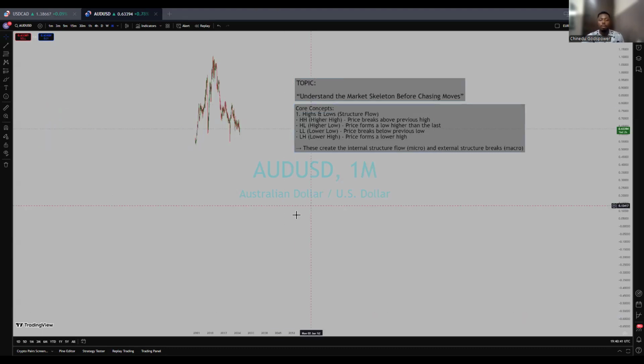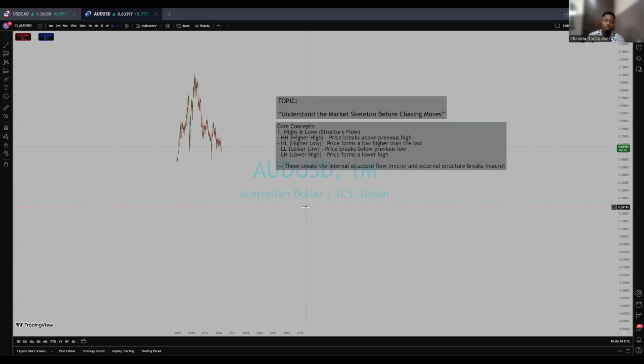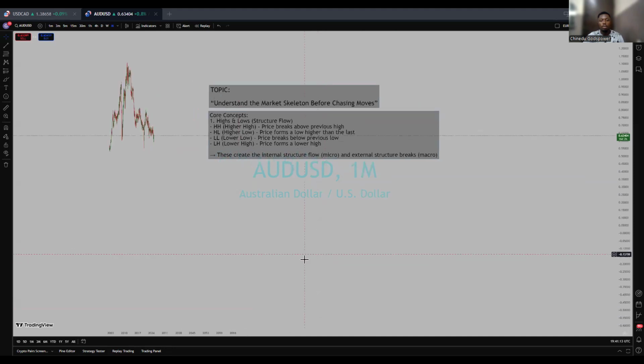So now this week we're going to dive in deep into technical analysis. We want to understand the market skeleton before chasing moves. So that's the topic for today, as we can see on the screen. We have our core concepts: highs and lows, that's a structure flow, our swing points, and we're going to be talking about how price moves. You understand? We're going to dig in deep. So stay tuned. Let's get into it.